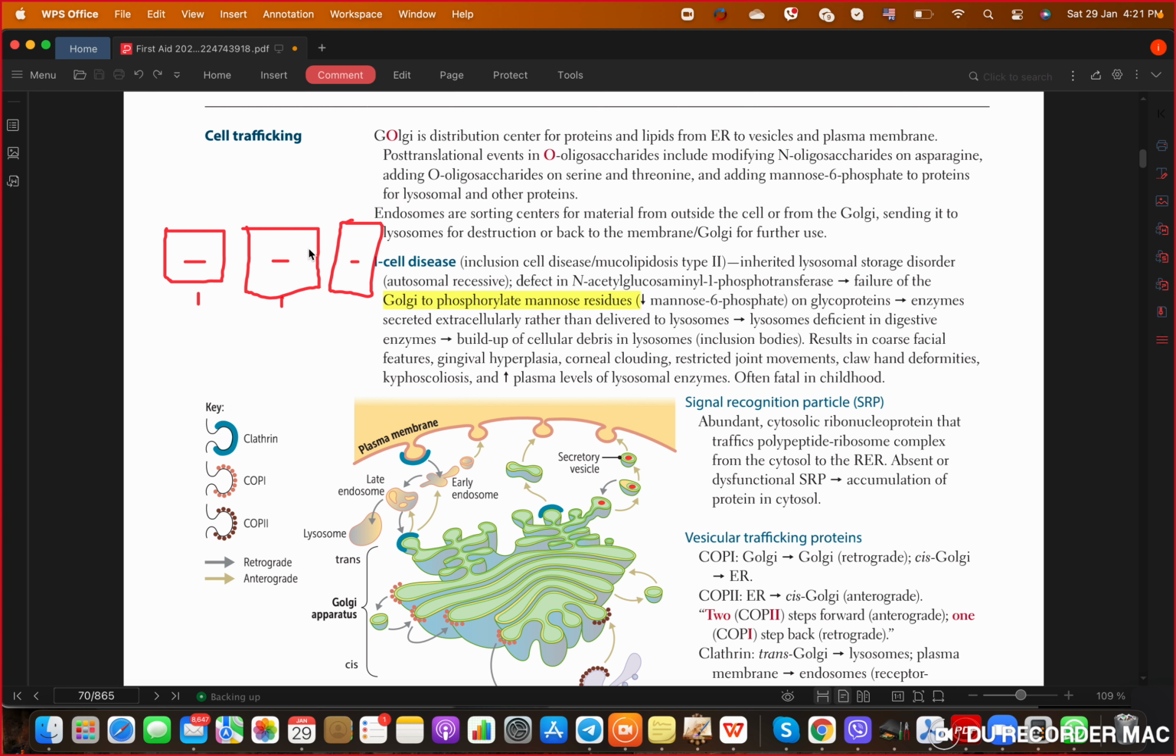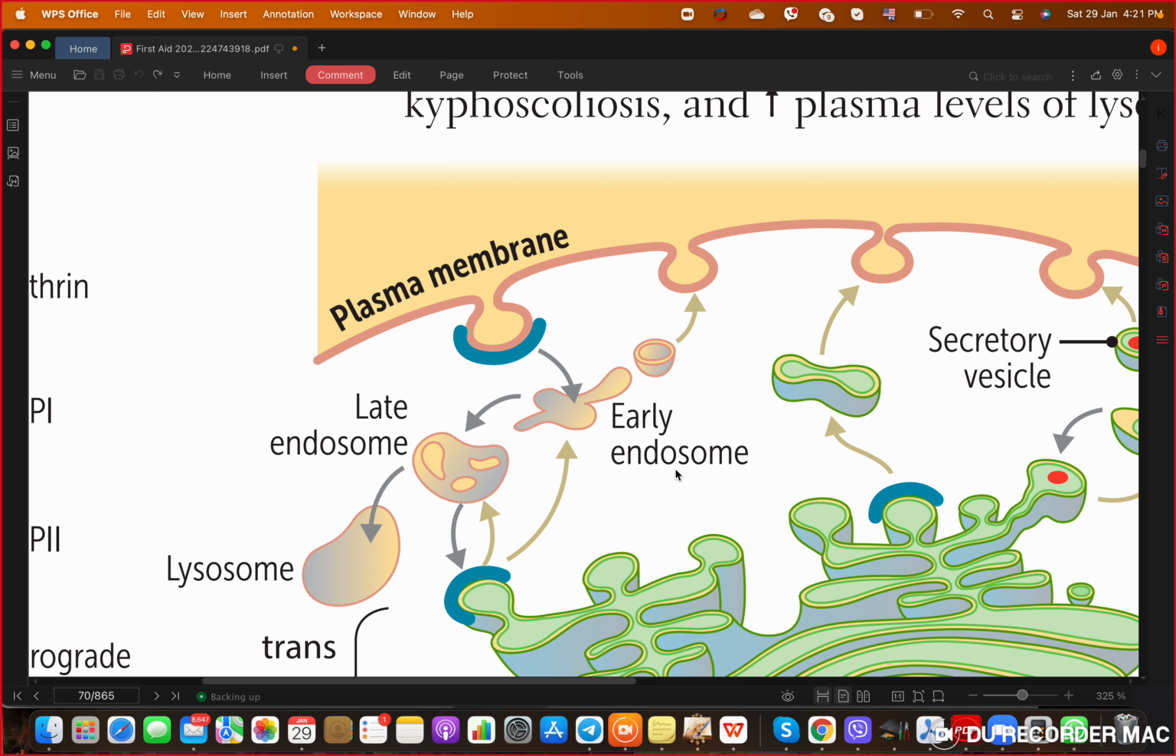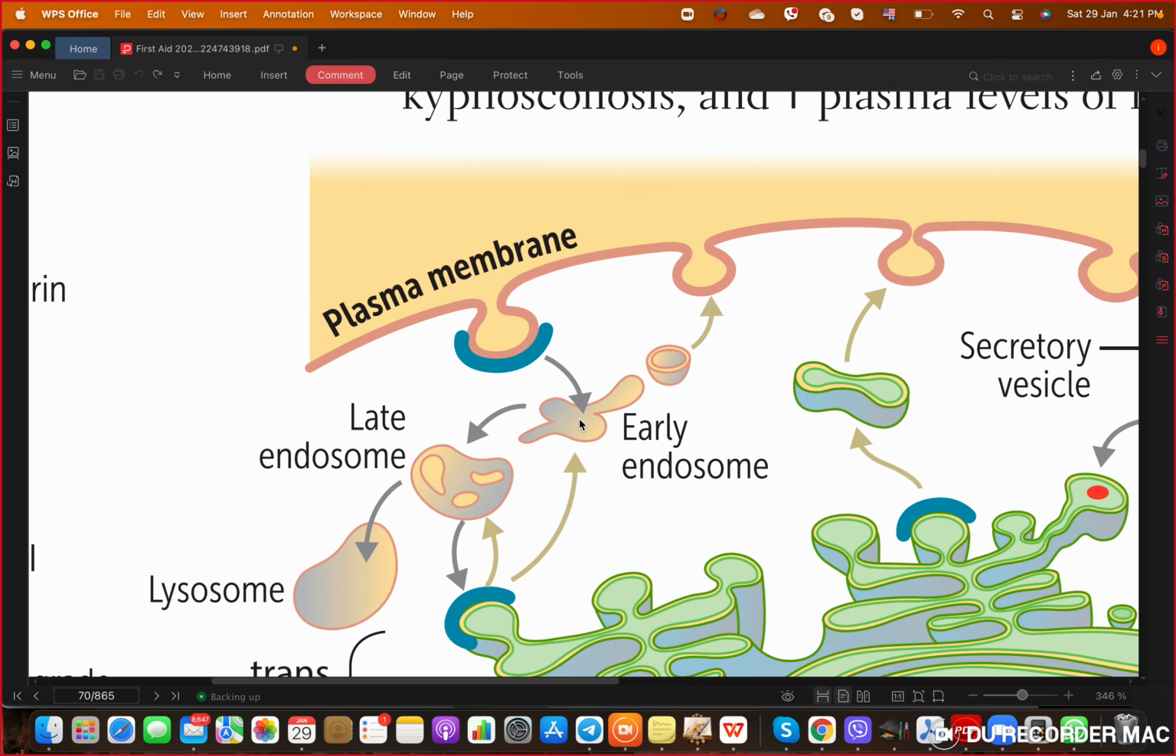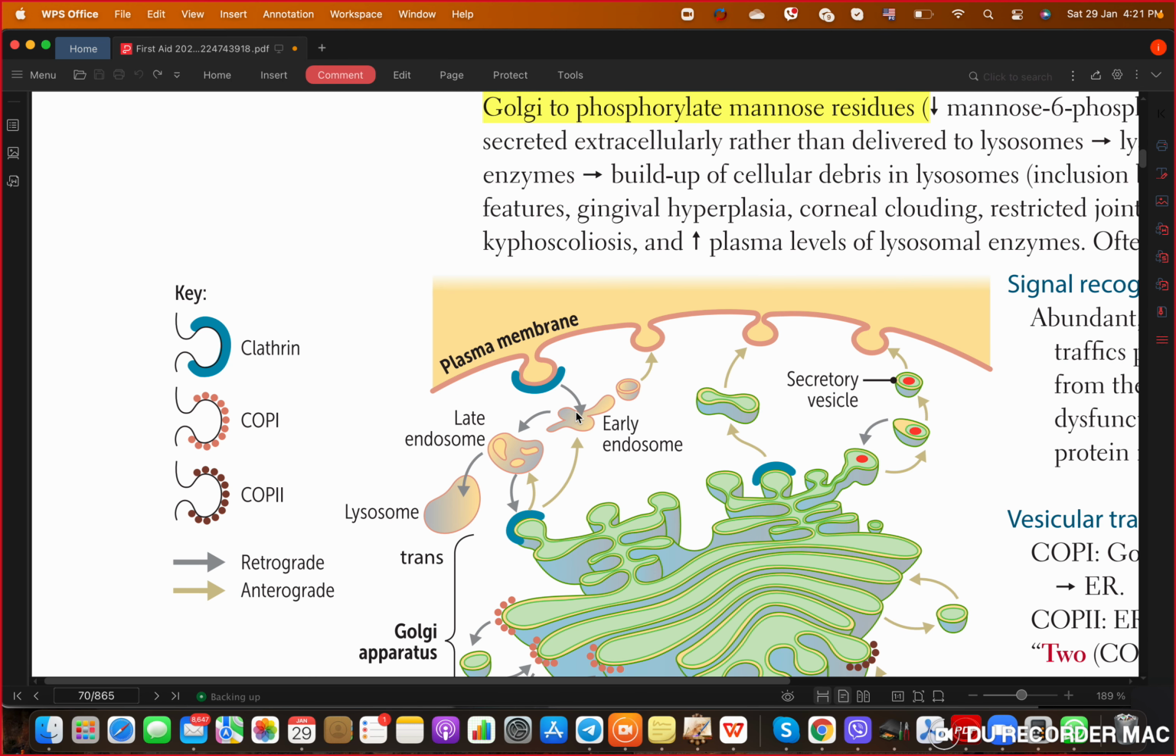Okay. So the next thing they write, endosomes are sorting centers for material from outside of the cell, or from the Golgi, sending it to the lysosome for destruction or back to the Golgi for further use. So there is something called the endosome. The endosome takes something from the outside of the cell, and it asks, what should we do with it? Do you like it? Yes. We'll send it to the Golgi, and it knows what to do with it. Do you like it? Not really. Give it to the lysosome and it will destroy it.